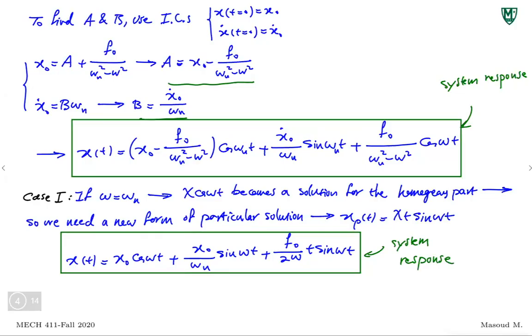Now this was the explanation in terms of mathematics. But physically speaking, what happens? That's the important part. Physically, when omega and omega n are the same, the amplitude of the vibration goes to infinity. It starts oscillating more and more and more. The amplitude keeps increasing until it goes to infinity, in terms of abstract thinking.